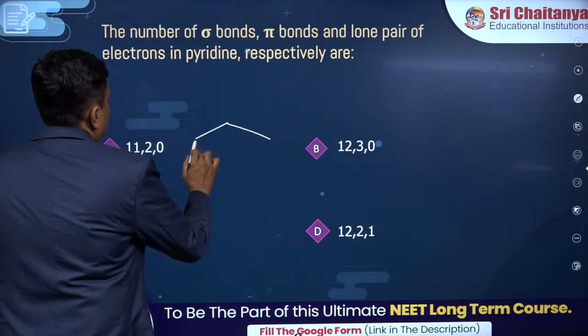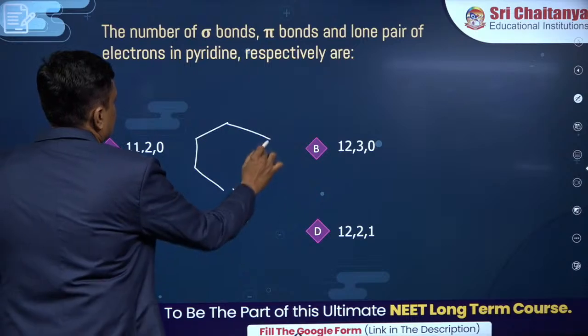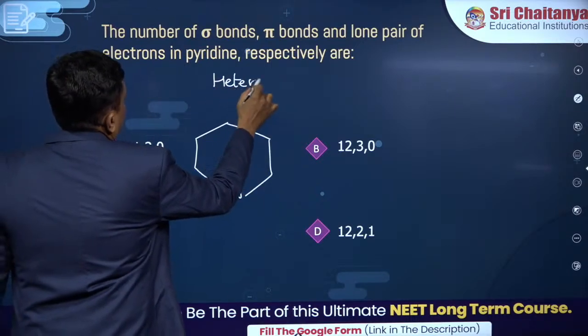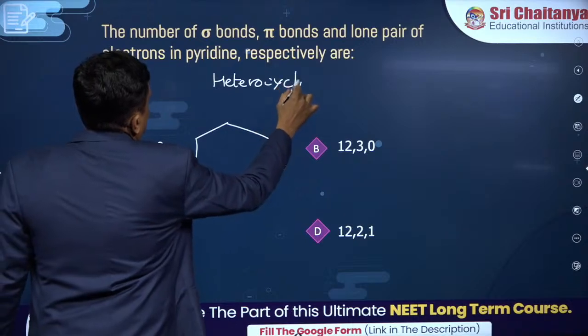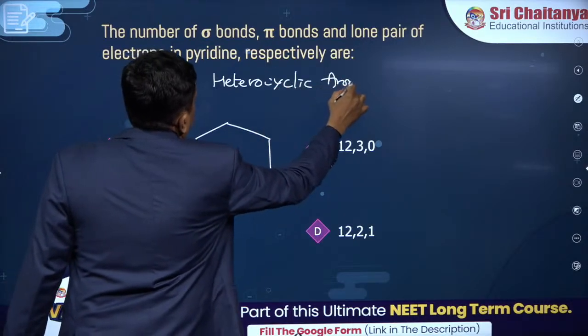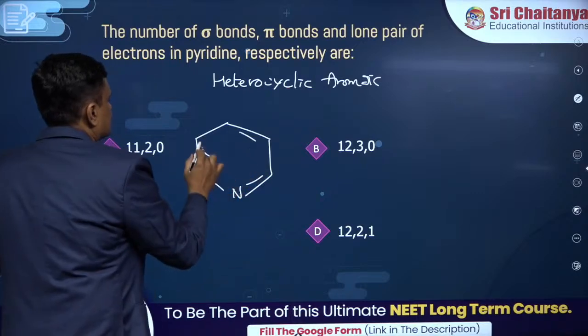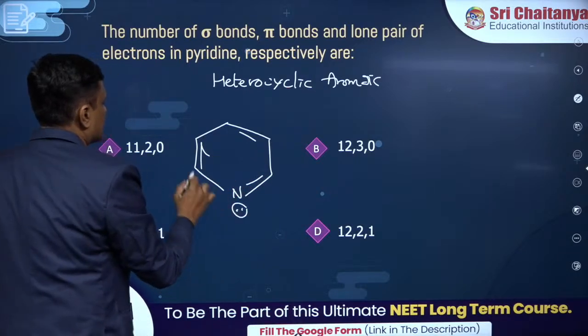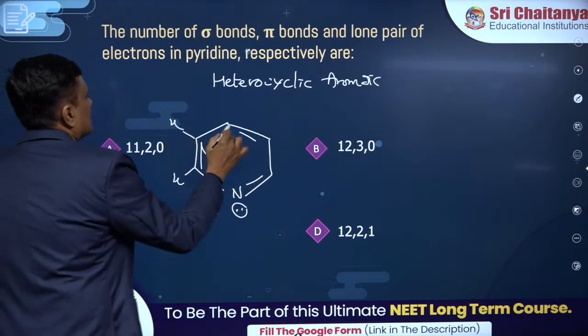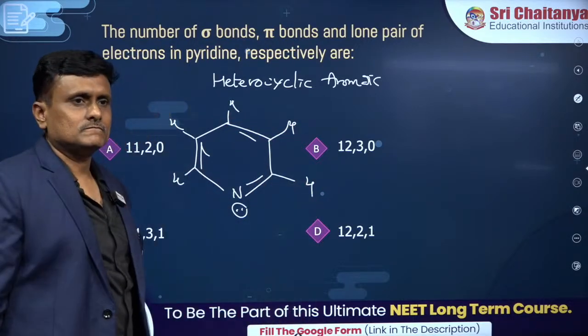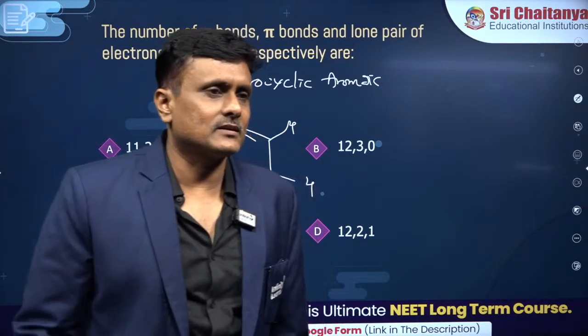Pyridine is a replica of benzene in structure, but it is a heterocyclic aromatic compound. Aromatic has 6 pi electrons and a lone pair as well, and the remaining bonds are hydrogen atoms. Alright. Okay. Facing organic chemistry.